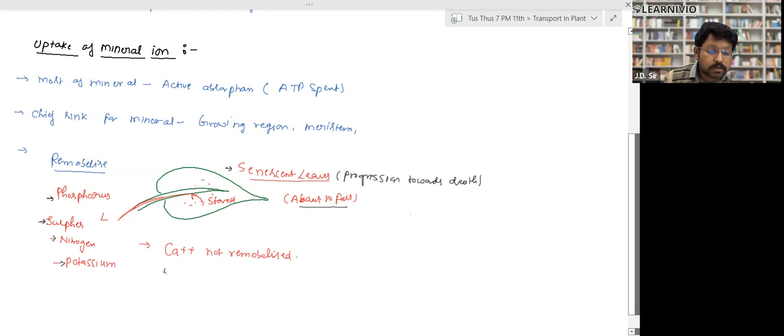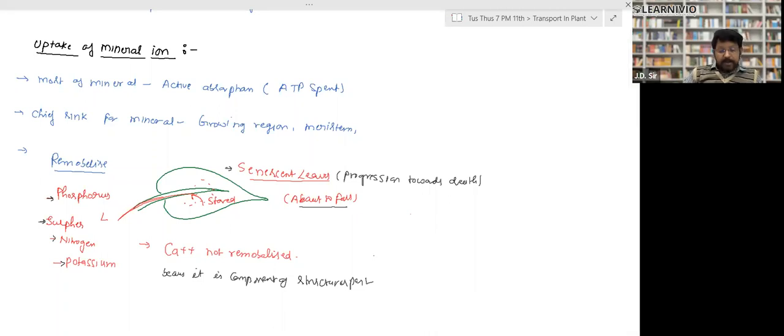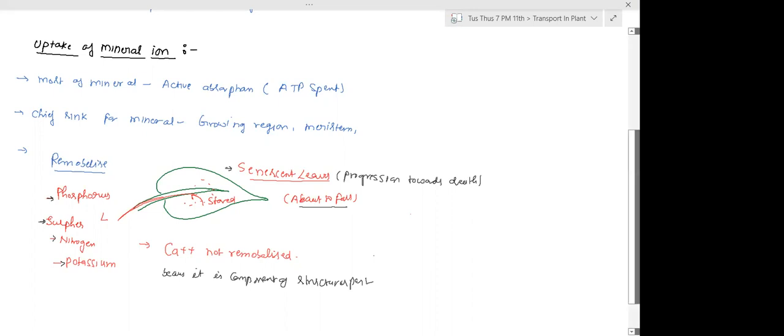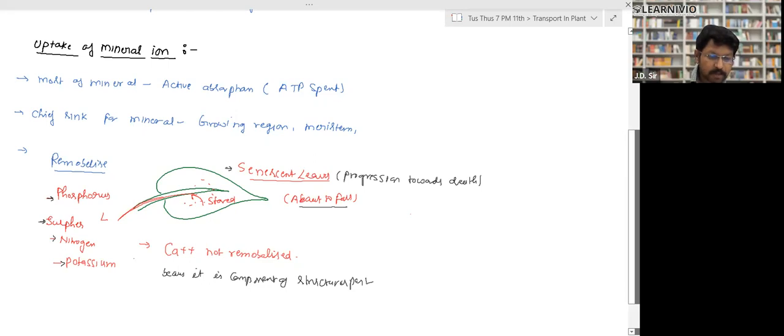Why? Because it is a component of the structural part of the plant, right? Tell me, remobilization or uptake of mineral is clear? Keep it in mind, sir, this is the active process. Okay, fine. And always remember this question, calcium ion is not remobilized. So those ions which are remobilized, this question and this question, both have been asked in medical examinations many times.